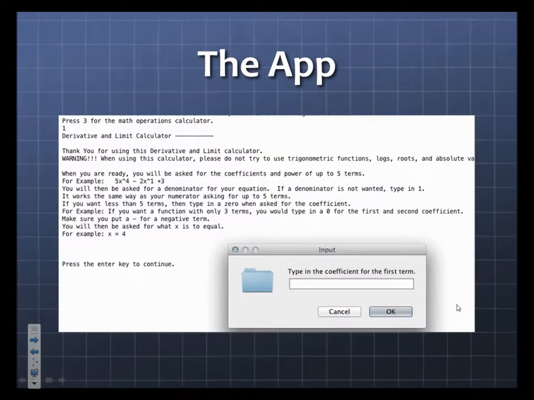So this is a screenshot from the app, the app's output. This is one of the three operations in the calculator. This is when you enter 1, it gives you the derivative and limit calculator of the app. It shows these window input boxes that require the user to type in numbers according to the numbers in the equation and the power of each variable.